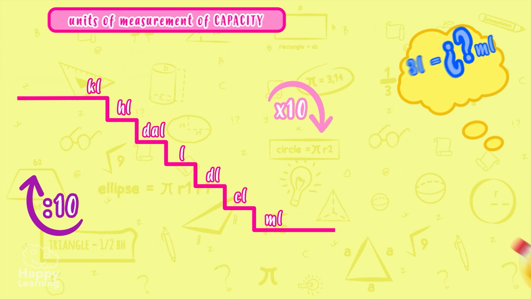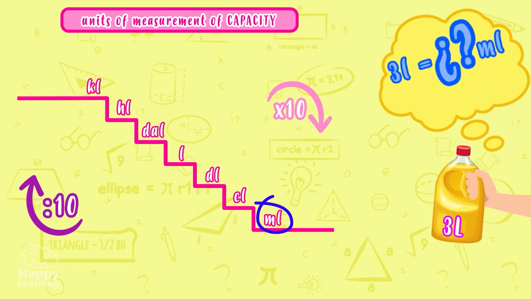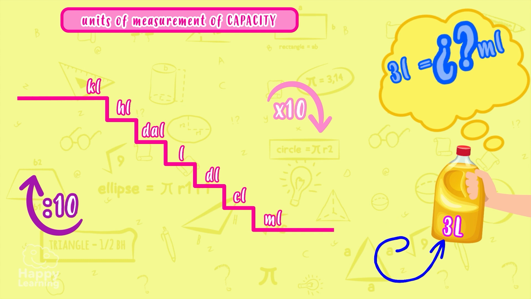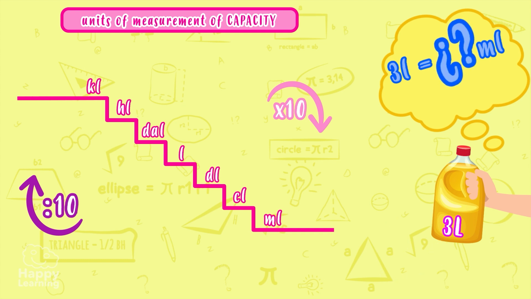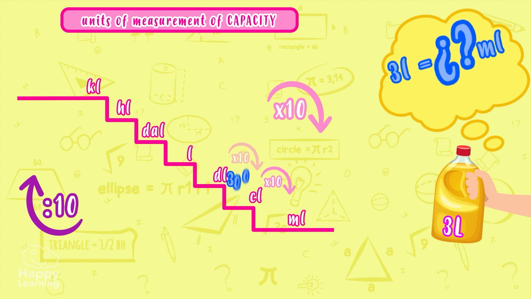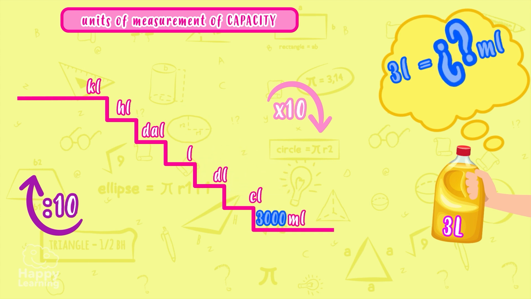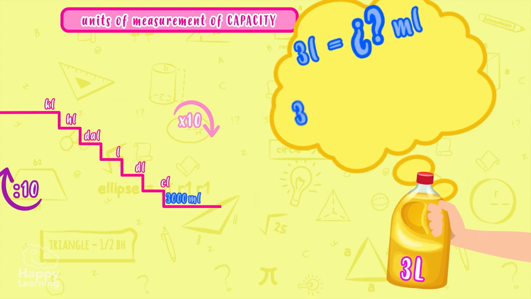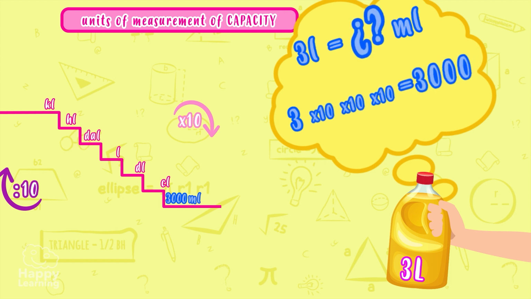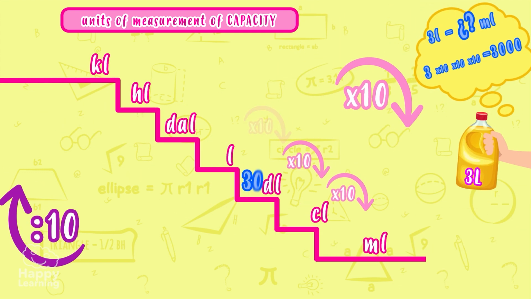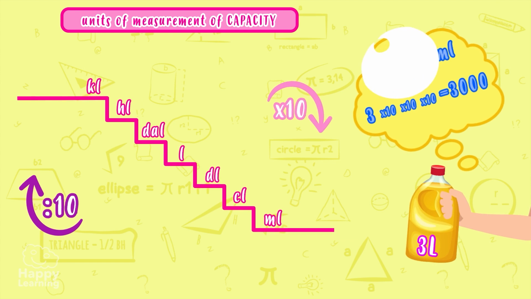We want to know how many milliliters there are in this 3-liter bottle. We start at the liter and we go down 1, 2, 3 steps until we get to the milliliters. So we have to multiply by 10 three times. Or in other words, add 0 for every step we go down. And that would give us 3,000 milliliters.